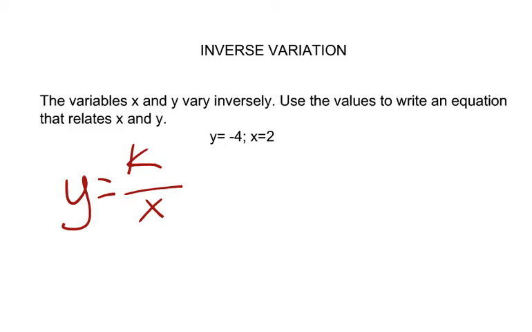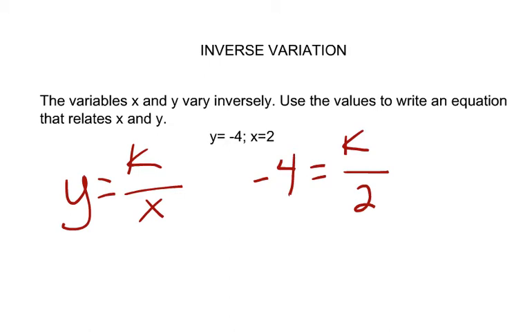So we have y equals k over x. So we're going to plug in our y, which is -4, equals k, we're leaving, and then x, instead of x, we're writing 2. So now to get k by itself, you have to multiply by its reciprocal. So right now it's dividing by 2, so we're actually going to multiply by 2.